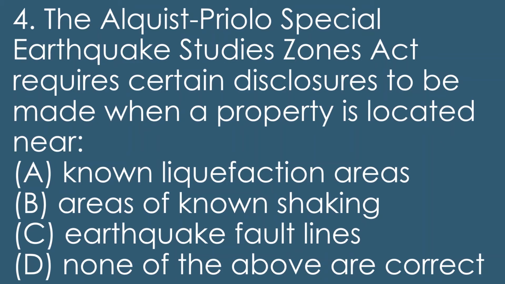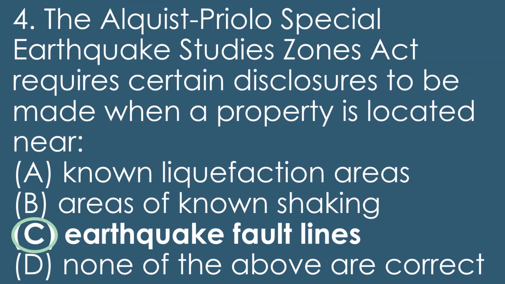But let's just verify. So we know Alquist-Priolo does not deal with the known liquefaction areas. Areas of known shaking, no, because all of California is known to be earthquakes. You could have earthquakes throughout, but within the actual fault line, that's the important part when it comes to the Alquist-Priolo. If you're an eighth of a mile on each side of the fault line, then you have to disclose that to a buyer. So the best answer is C, earthquake fault lines.